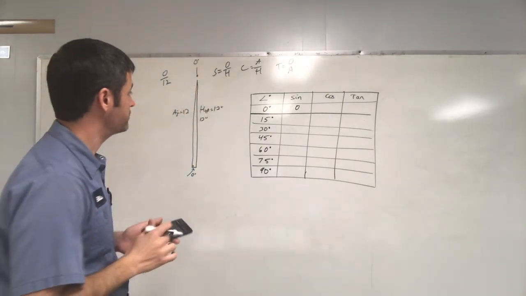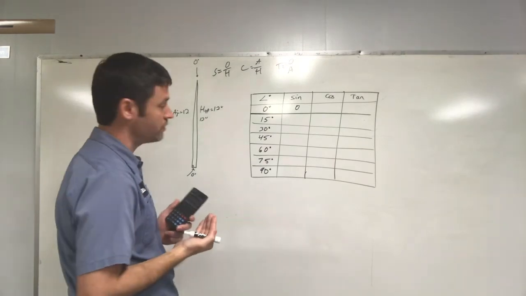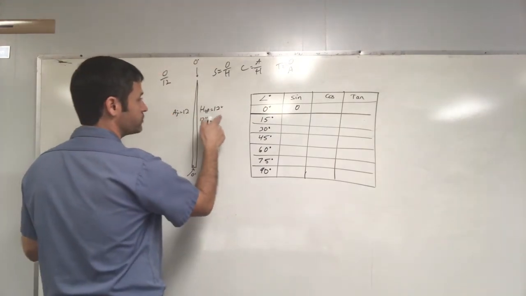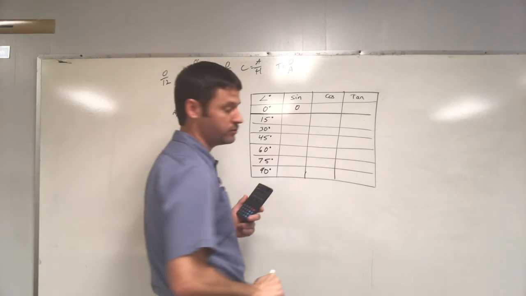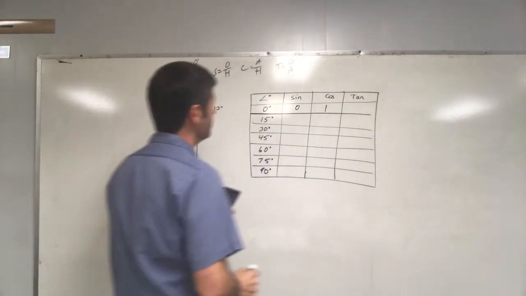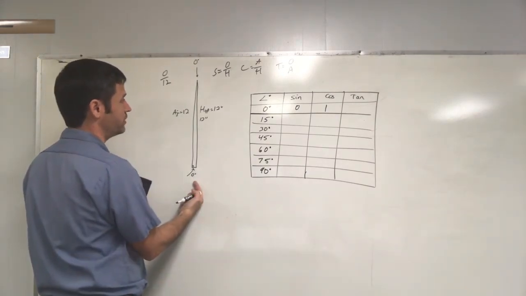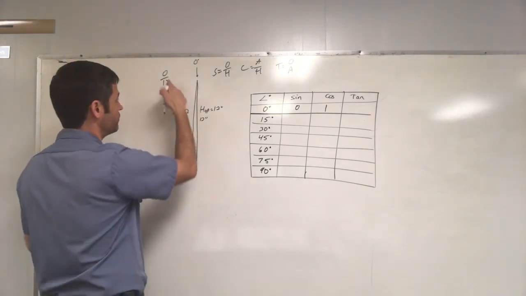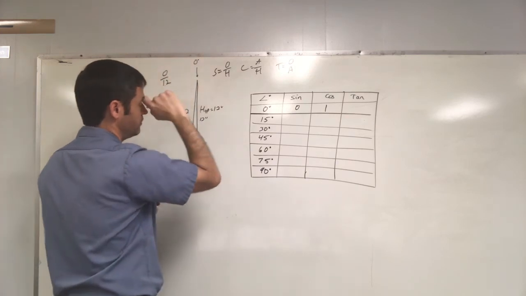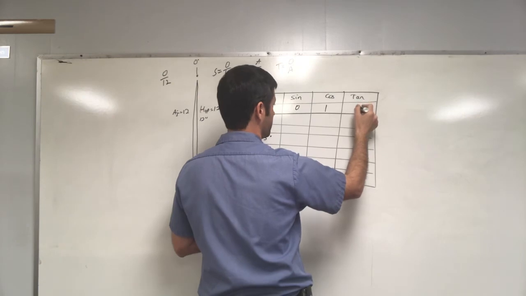Cosine is adjacent over hypotenuse, which we said are equal. So 12 over 12, that simplifies to 1. Tangent is opposite over adjacent, so again it's this 0 on top over 12. So 0 over 12, just like the sine. For a 0-degree angle, the sine and tangent are the same. It's 0.